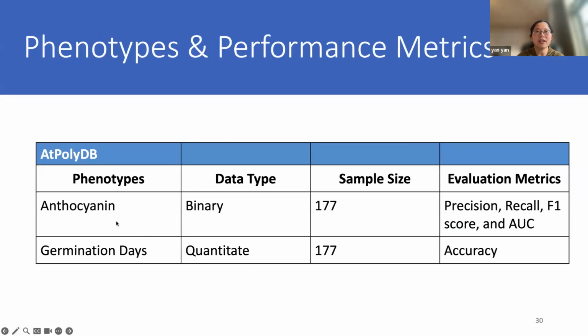For the type of phenotypes, we have binary: either this particular plant has anthocyanin or not. And then the germination days is how many days until germination. So binary and quantitative. And if we narrow down to this kind of phenotype, we only get around 177 samples. Based on that, for the different types of phenotype, the evaluation metrics are defined as here.